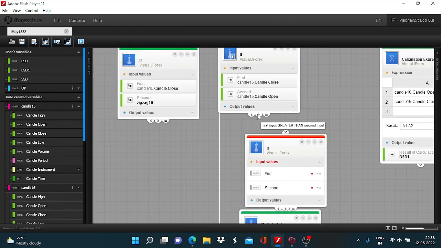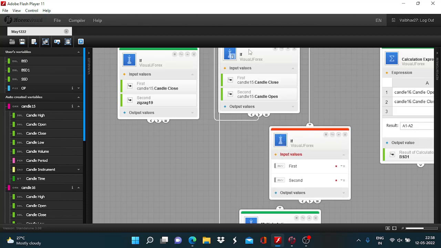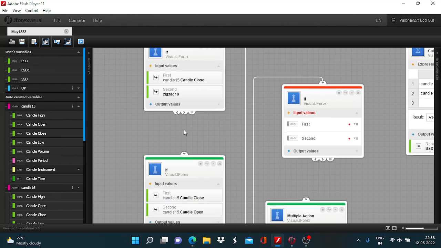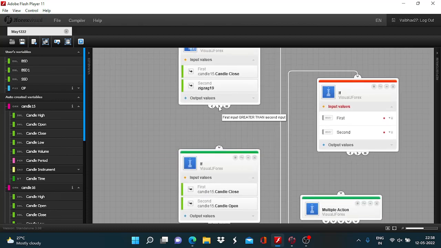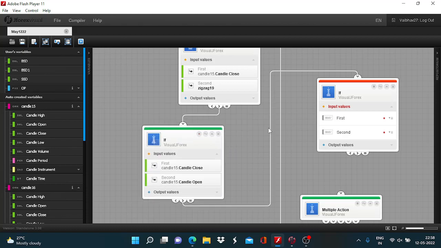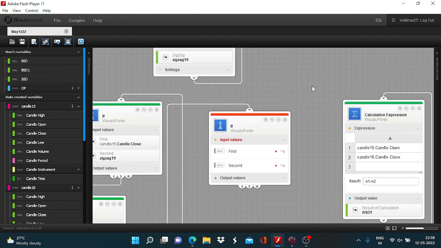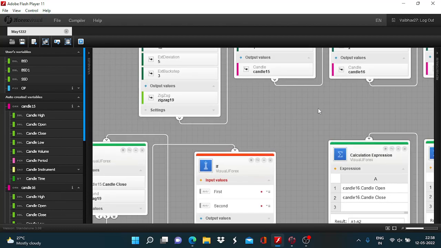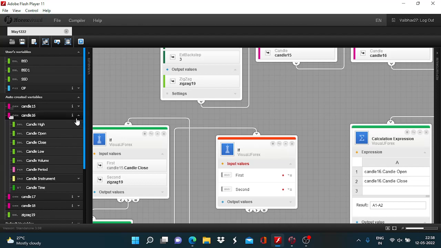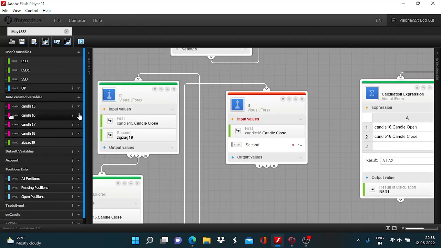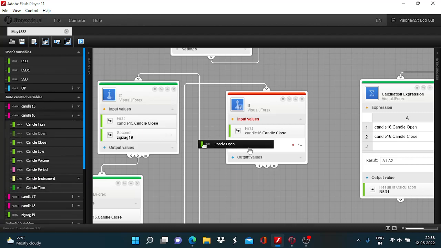So here, first input greater than second input. And then we look at the second last hourly candle close, and that should be candle 16 candle close lower than candle 16 candle open.